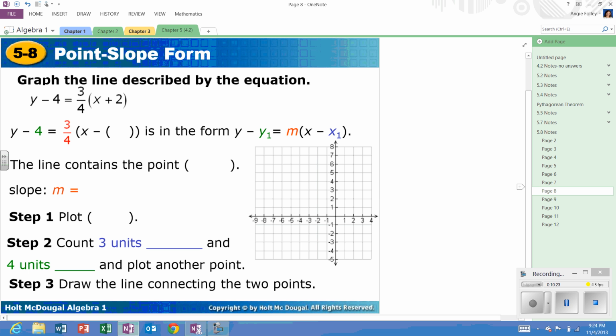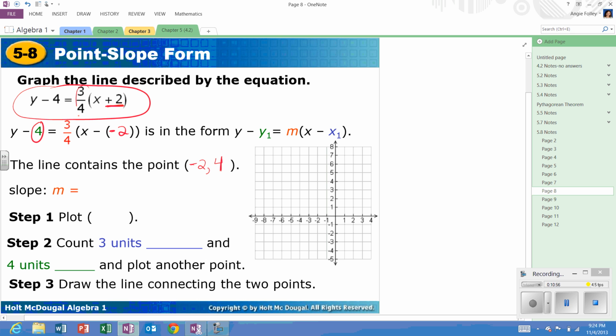Let's try another one. So we're given this equation in point slope form, y minus 4 equals 3/4 times x plus 2. Well, this one's a little tricky. We've got to really think about this. The y value is simple because it's just that 4. But technically, point slope form says it's x minus the x1 value. So we have to rewrite this as x minus a minus 2 because that's the only way we were able to get to a plus 2. So your point on the line is actually (-2, 4).